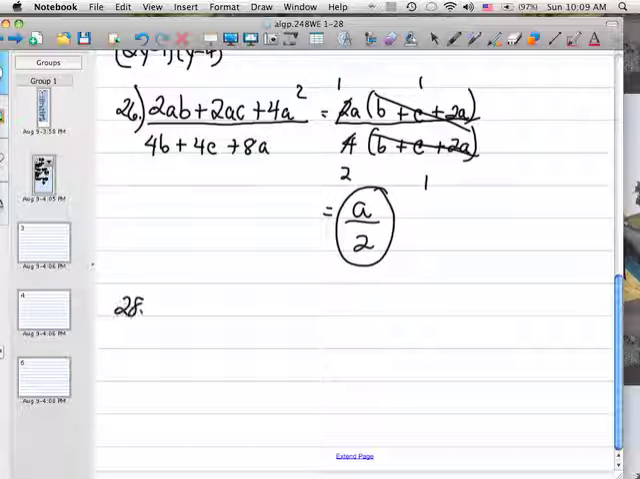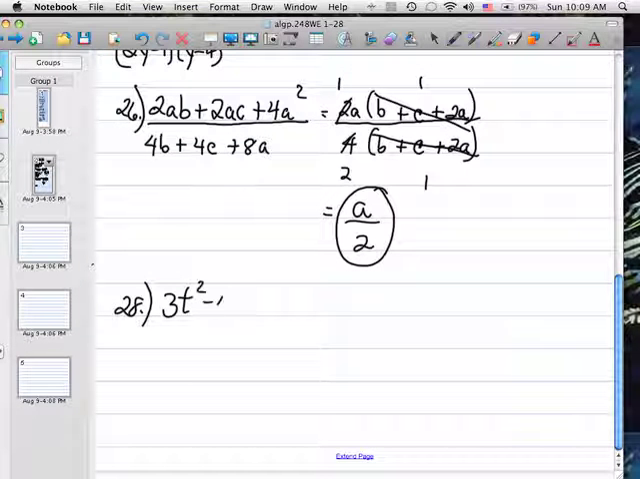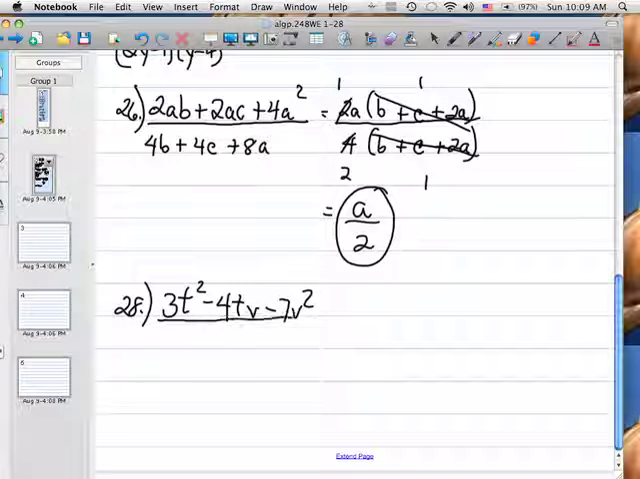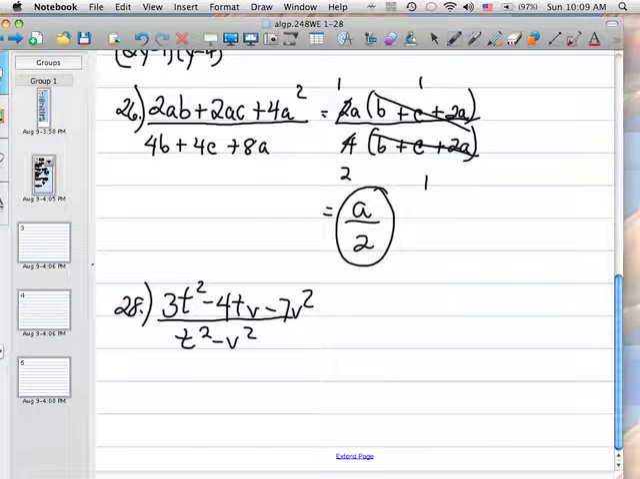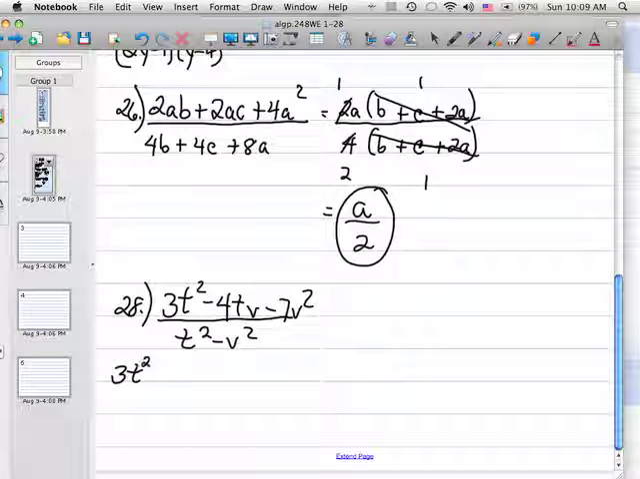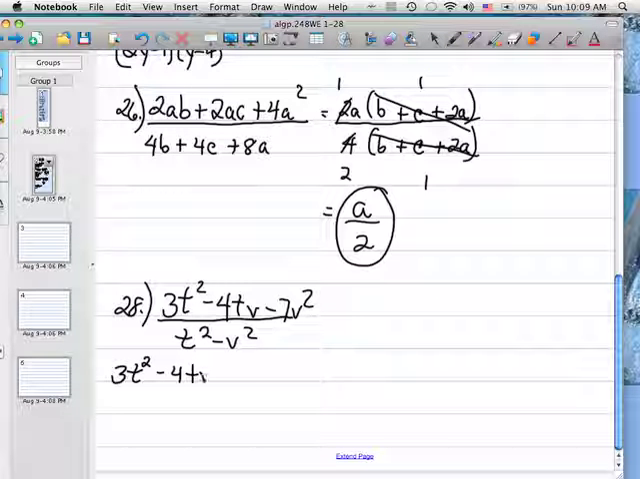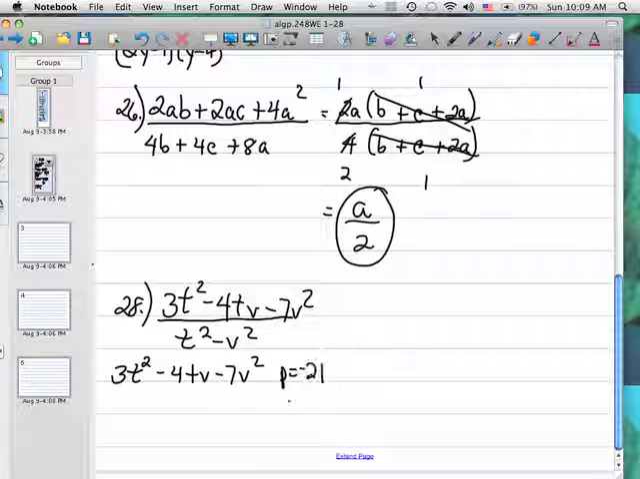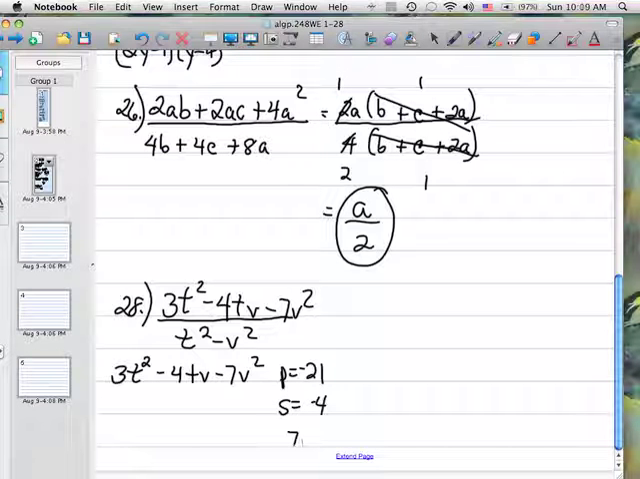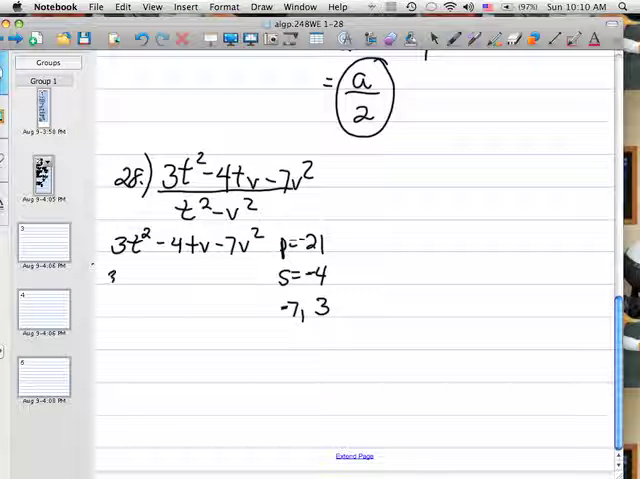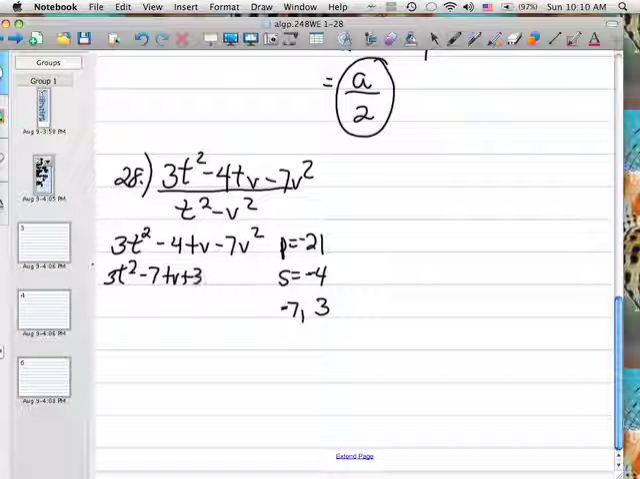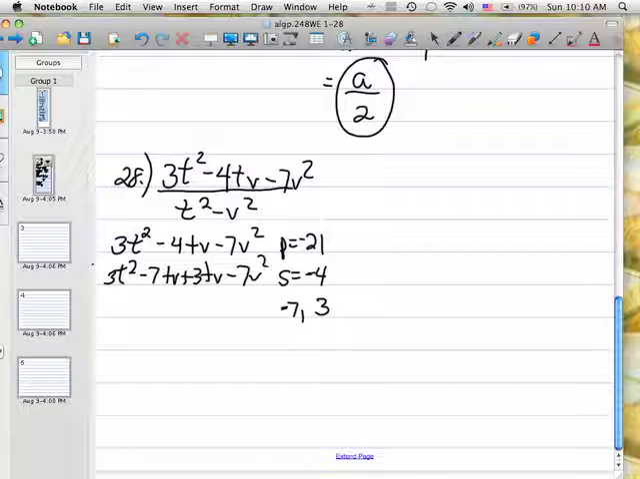And in the last problem, 28, you have 3t squared minus 4tv minus 7v squared over t squared minus v squared. Okay, the top is a trinomial, and we have to split the middle on it. Product is negative 21. Sum is negative 4. 7 and 3 work, and since the sum is negative, the 7 needs to be negative. So splitting the middle, we get 3t squared minus 7tv plus 3tv minus 7v squared.